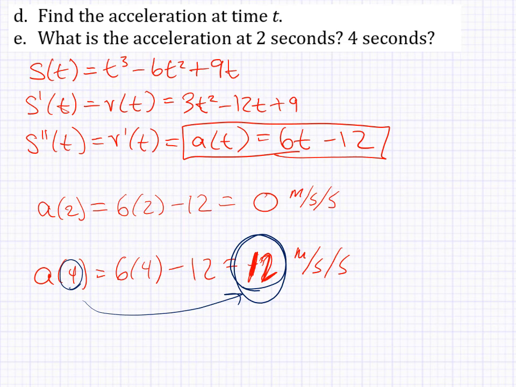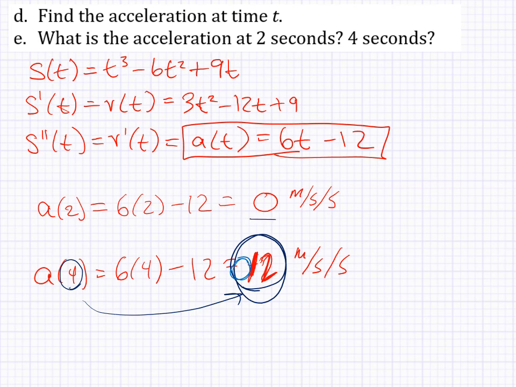If you had a negative acceleration, so let's just say this happened to be negative, okay? It's not, but let's just say it happened to be negative. That would mean that you are decelerating. You are slowing down. And so we didn't get that, but that's what it would mean.